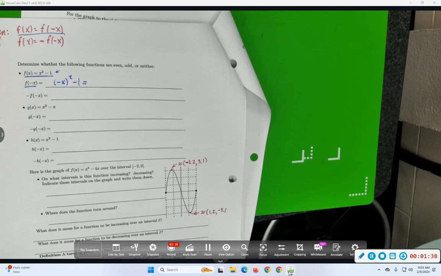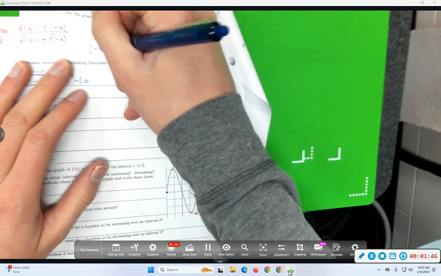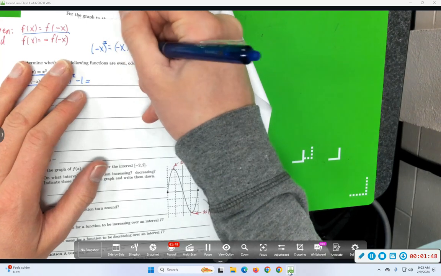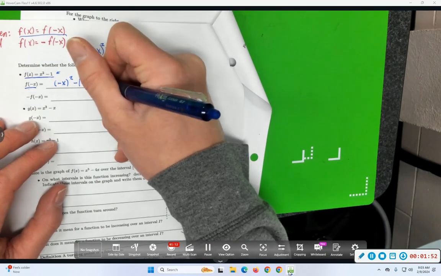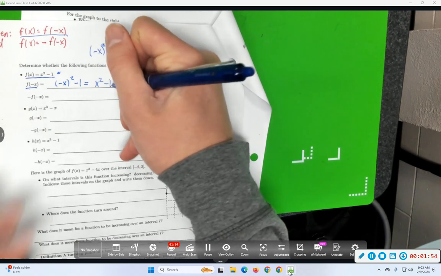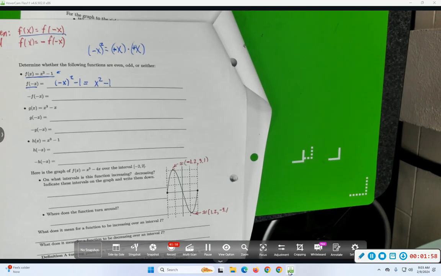Well, everything squared, you take a negative away. Awesome, yeah. Because negative x squared means negative x times negative x. The negatives will cancel. All right. Now that we've done that bit of simplification, is that exactly the formula for f of x? Awesome.